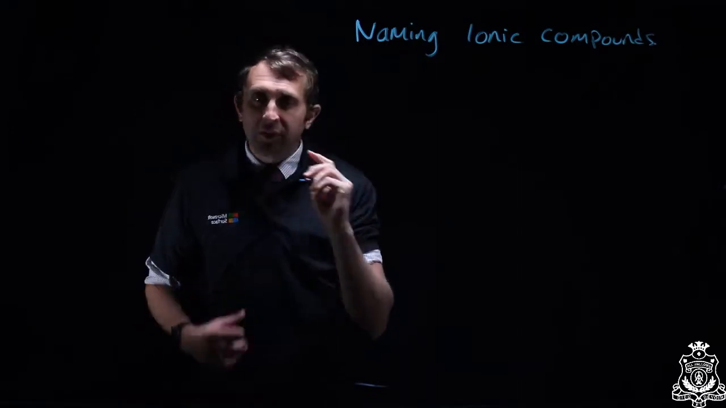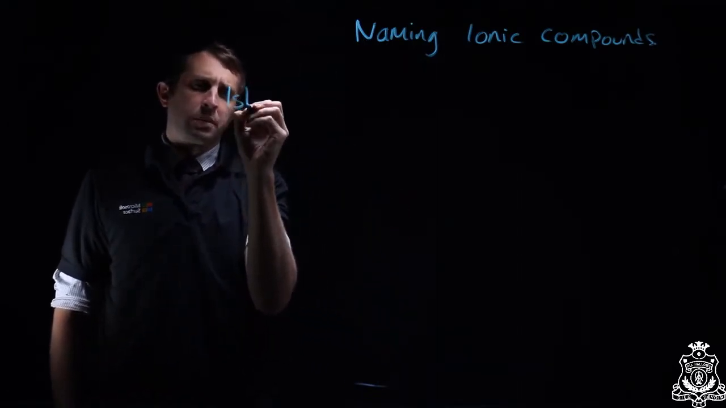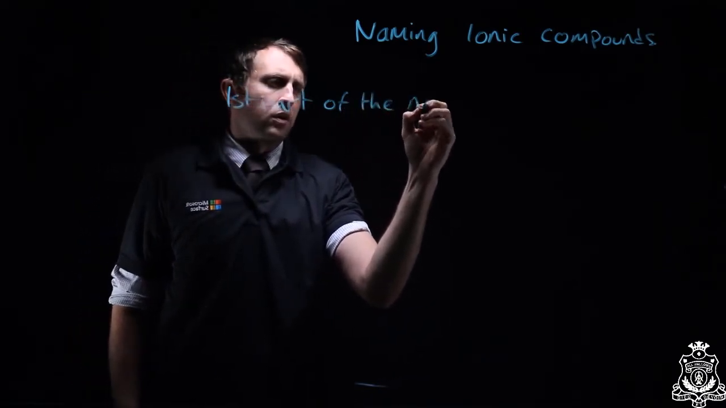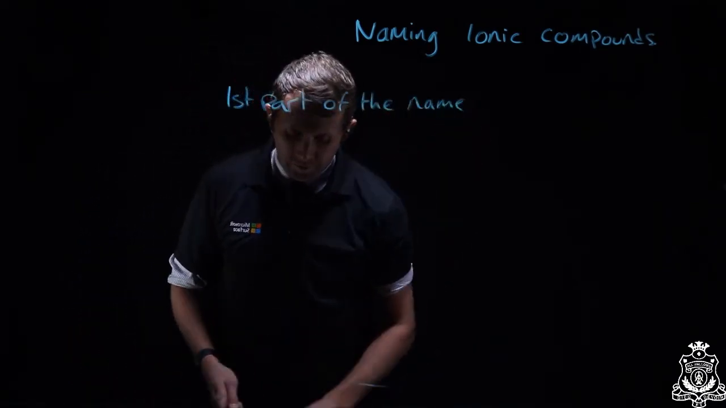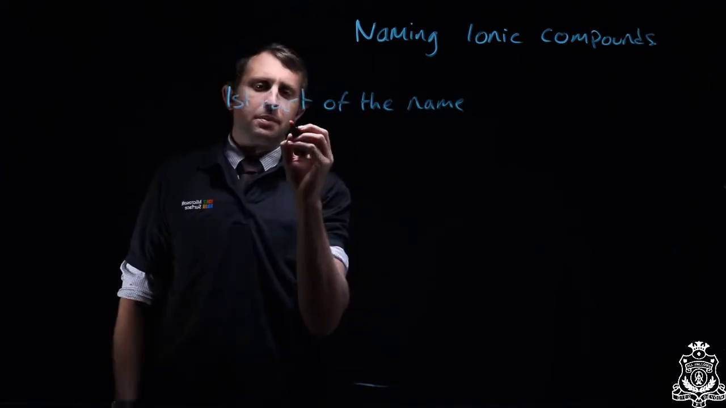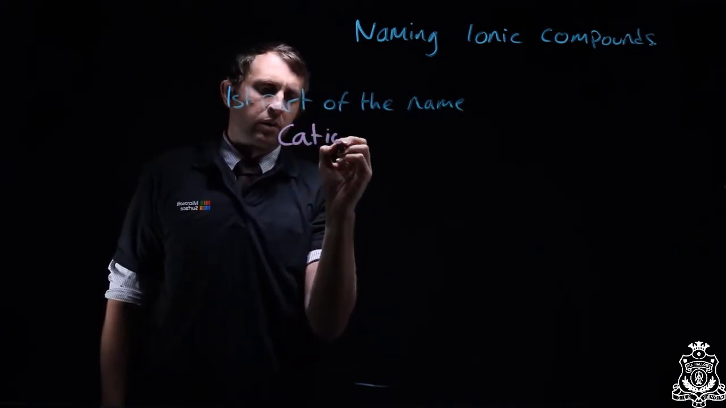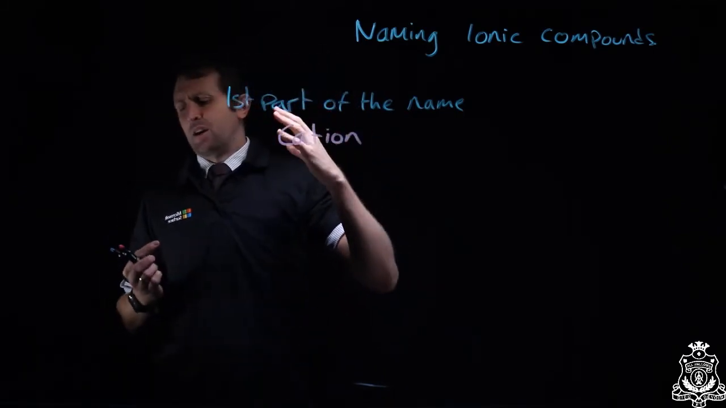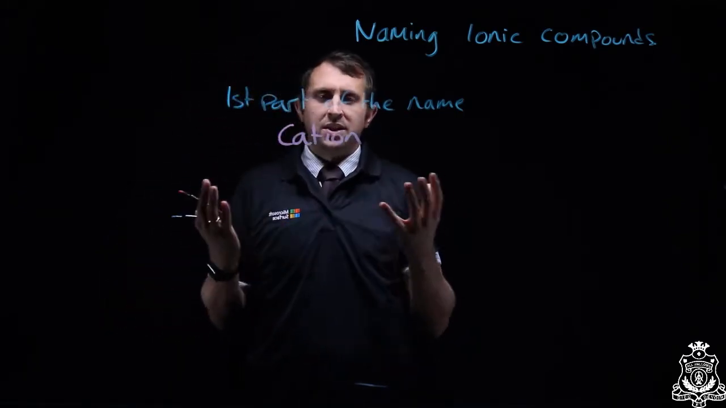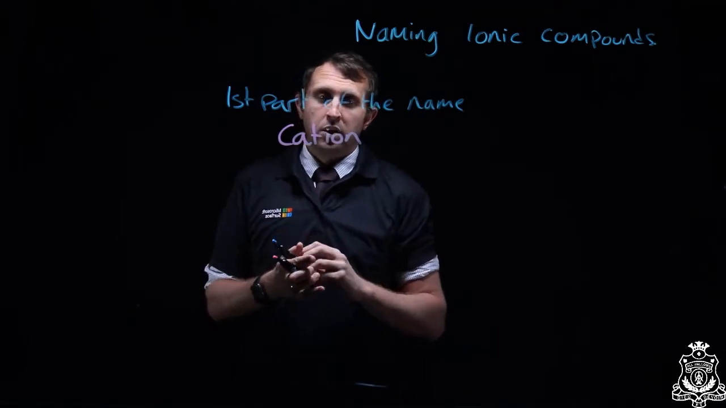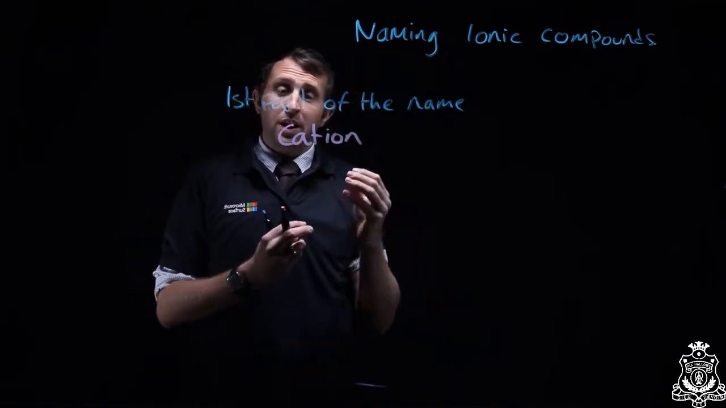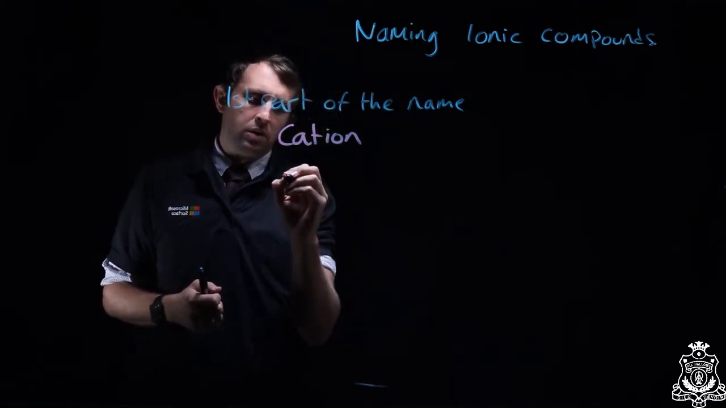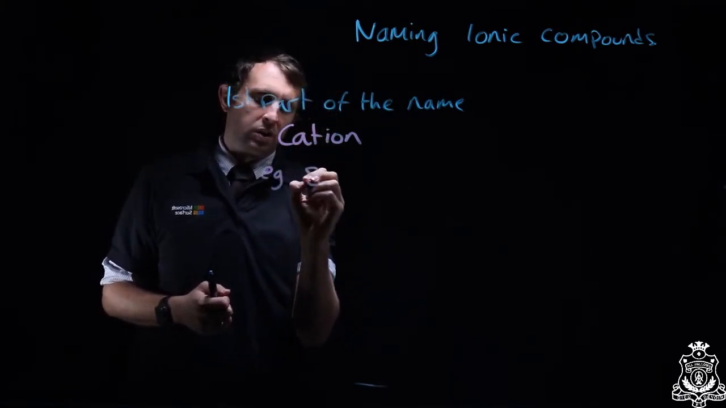It's a two-step process. The first part of the name is the cation, usually the metal. So let's take, I don't know, sodium. Let's take sodium and we're going to add it to chlorine. Sodium is our metal. It forms a positive ion, so e.g. sodium.